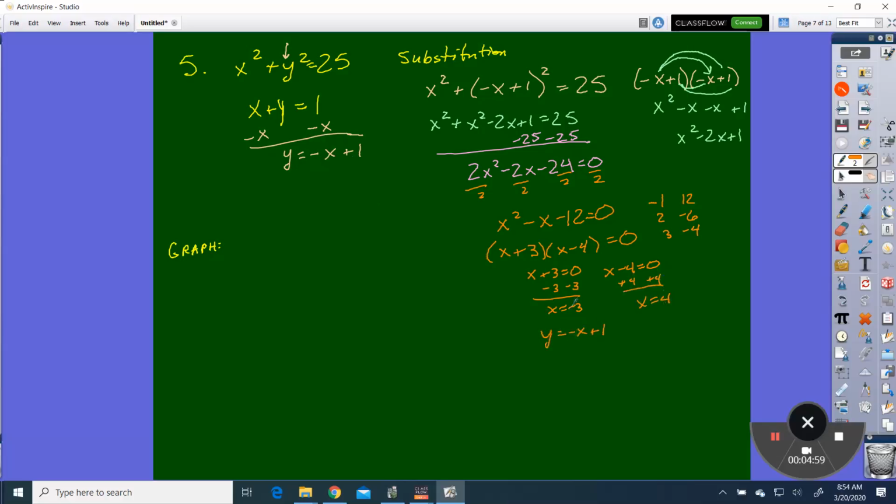So now I just plug that negative 3 in there. So negative 3 is being put in for the x. So minus a minus turns into a plus. So I get y equals 4. So that negative moved to there. Negative 3 was already there. So when x is negative 3, y is 4.